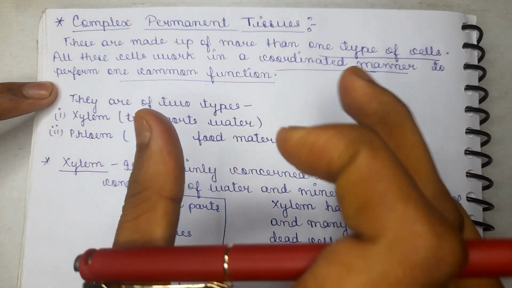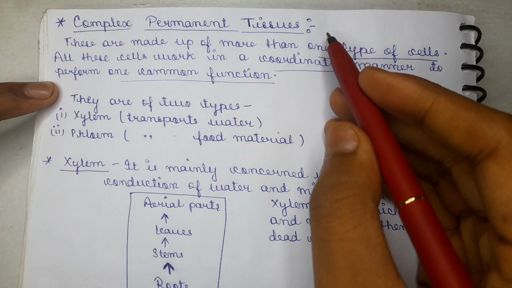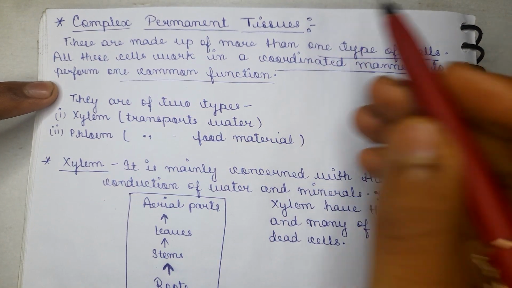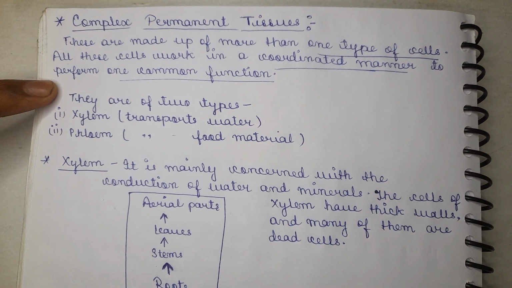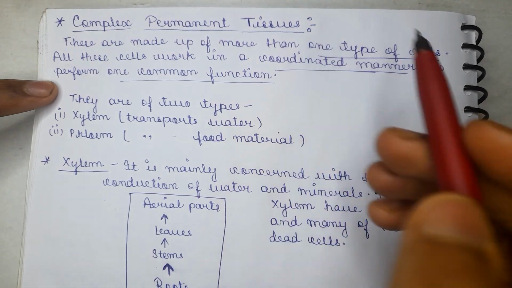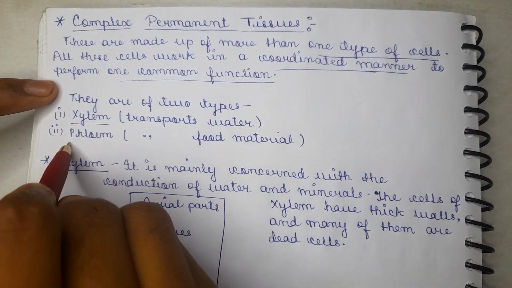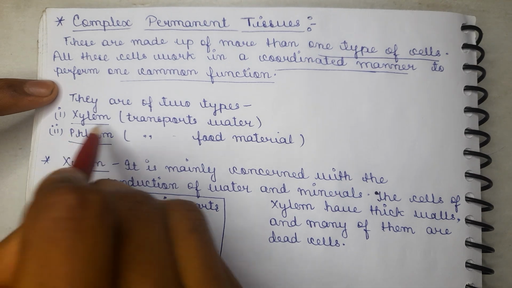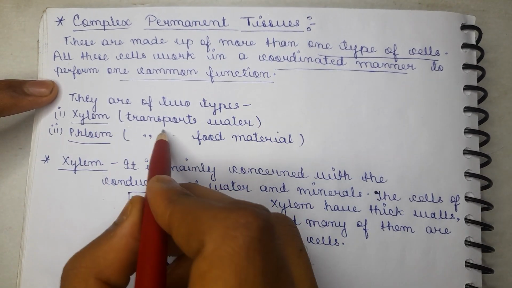These are mainly complex permanent tissues, and these tissues are conducting tissues because they conduct water, food and other ionic materials to the plant. If we talk about the types of complex permanent tissues, there are two types. First one is xylem tissue and second one is phloem tissue. The first one, xylem tissue, only conducts water.